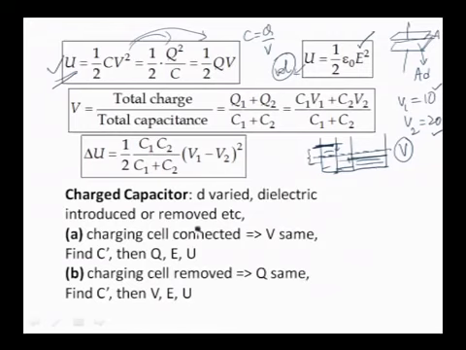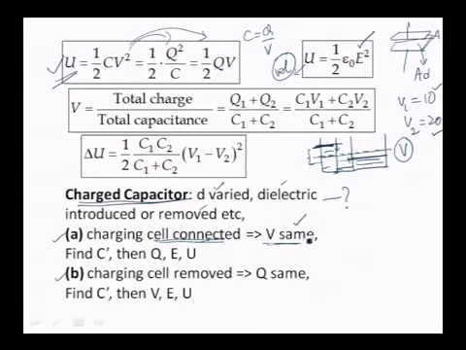And another important thing that you have to understand is, if you have a capacitor which is already charged, and after that some variations can be done. For example, D can be varied, dielectric is introduced or removed, something like that. Then what happens? Such things can be analyzed under two cases, A and B. First case, the charging cell is still connected. Whenever you have the connected cell, the potential of the capacitor cannot change, because if the potential decreases, the cell will again charge it to the same potential. So this is the concept to be used.